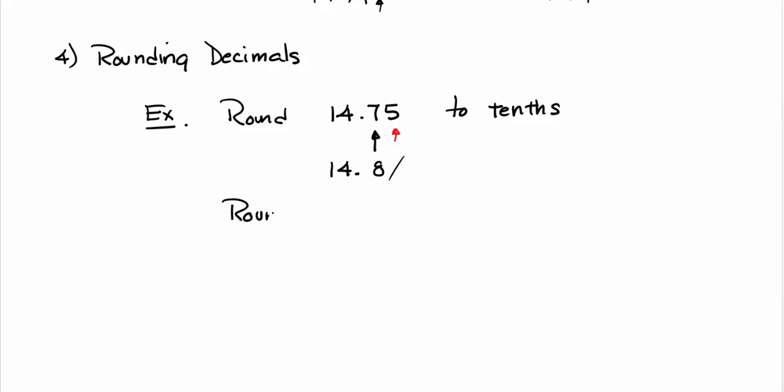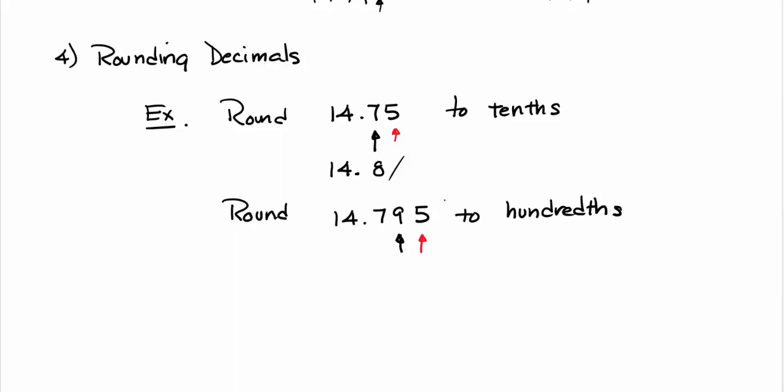Now if we were asked to round, let's say, 14.795 to the hundredths. So now I'm looking at the hundredths place. That's the place that I need to determine. Does it go up or does it stay the same? And I do the exact same thing where I look at the number to the right. So that's 5, right? So again, we're going to round up.